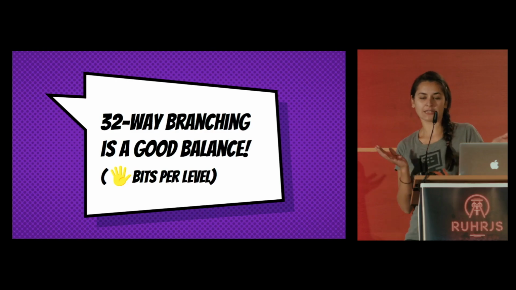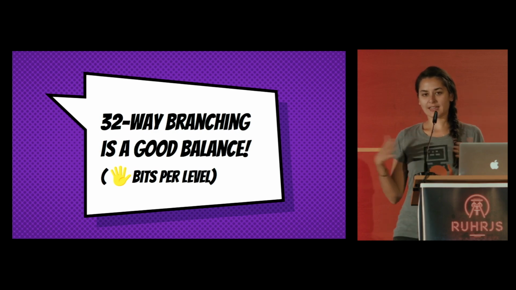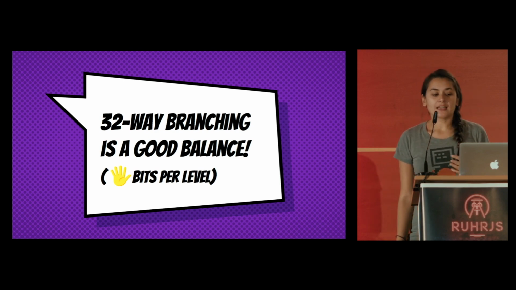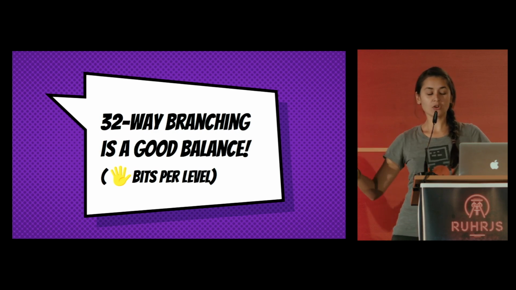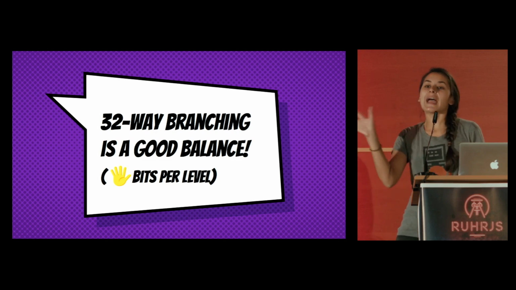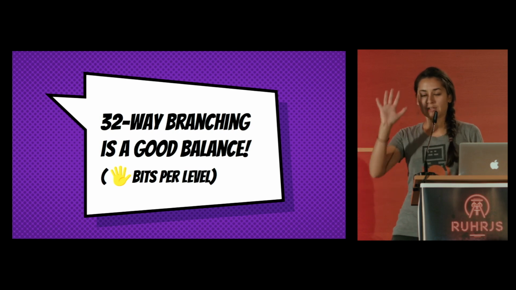But people have experimented with this and found that in general, the sweet spot is 32-way branching. This is kind of hitting the nice balance point between depth and size of nodes. And that means that we have 32 options per node, 32 ways we can go. So that represents 5 bits of information per level.